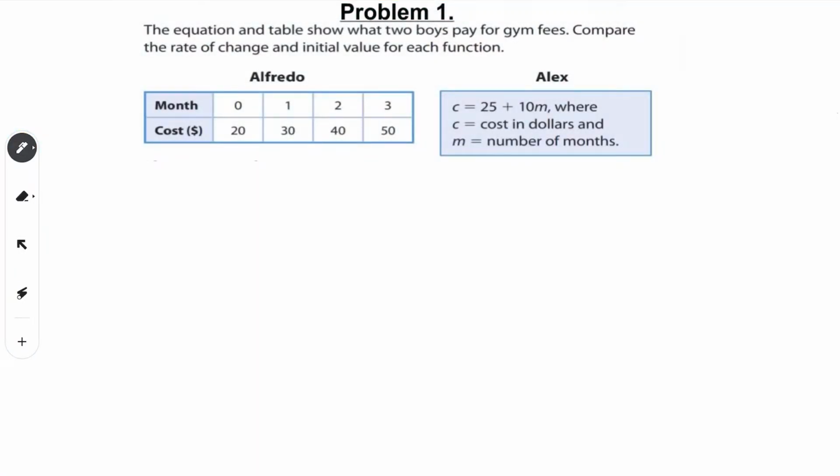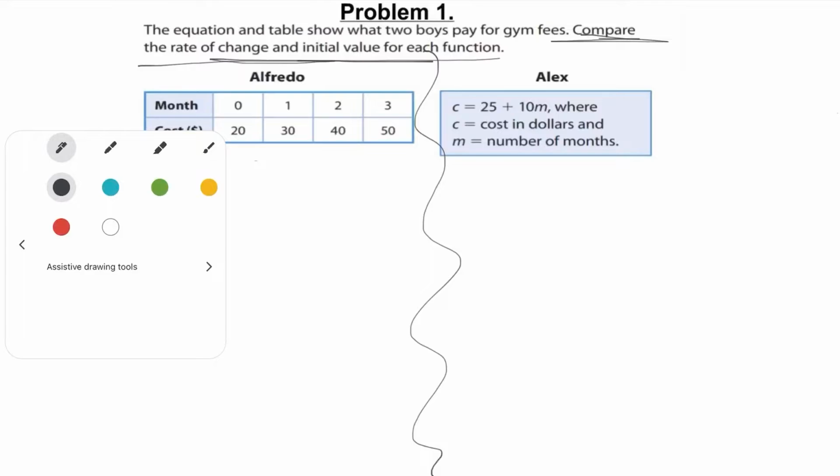Problem number 1. The equation and table show what two boys pay for gym fees. Compare the rates of change and initial values for each function. So first things first, I want to list out my givens. I see that Alfredo on the left side has a table, and for Alex, they've already given us the linear equation, and the question is asking us to compare the rate of change and initial value of each function. In order to compare, I have to know what the rate of change and initial value is of each. So let's start with Alfredo's side.